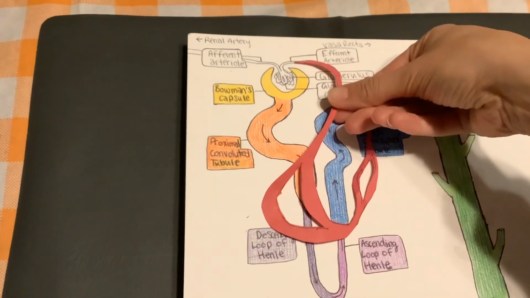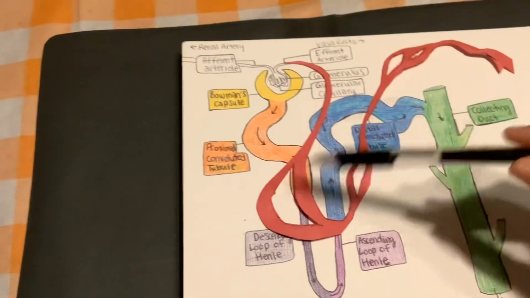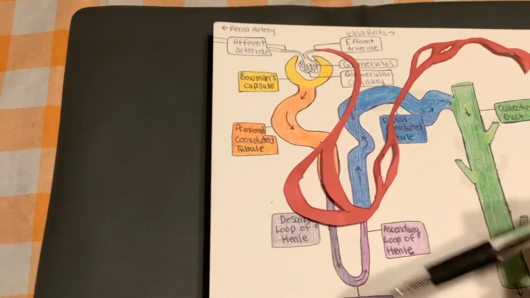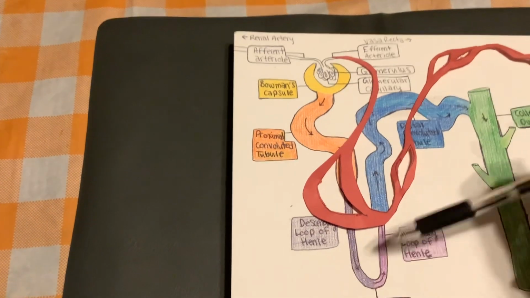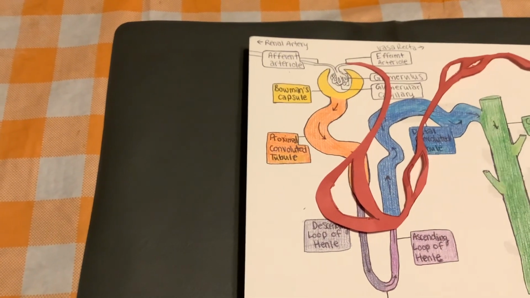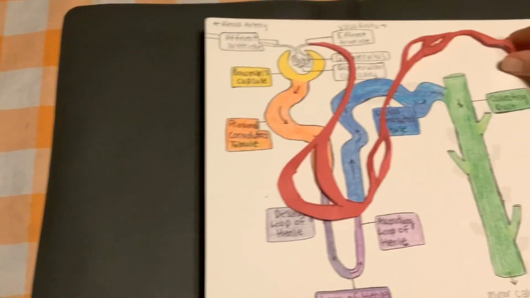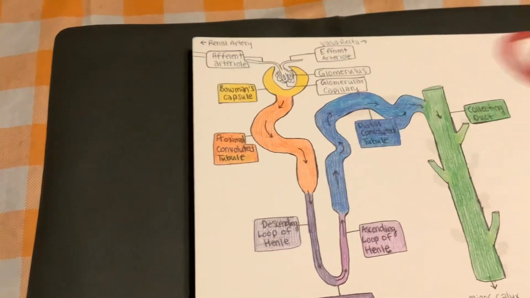I do have a good visual here for you, so you can see throughout how the capillaries break off. These are called peritubular capillaries because they are next to the tubules of the nephron. So you can see how it goes along with it.